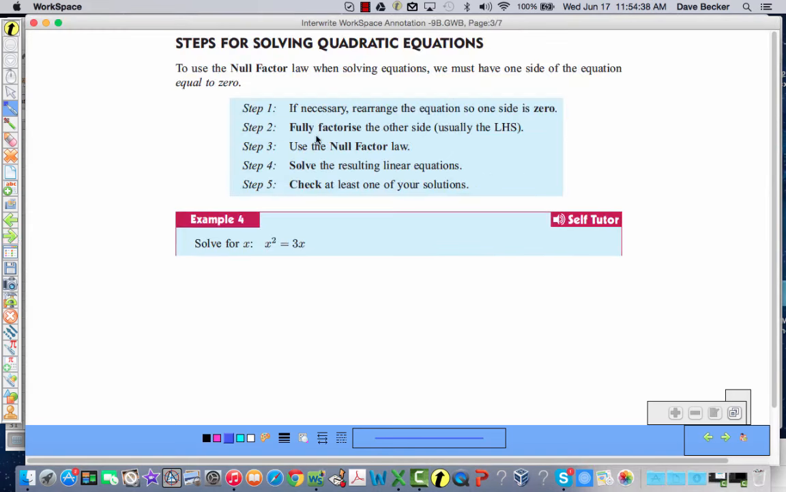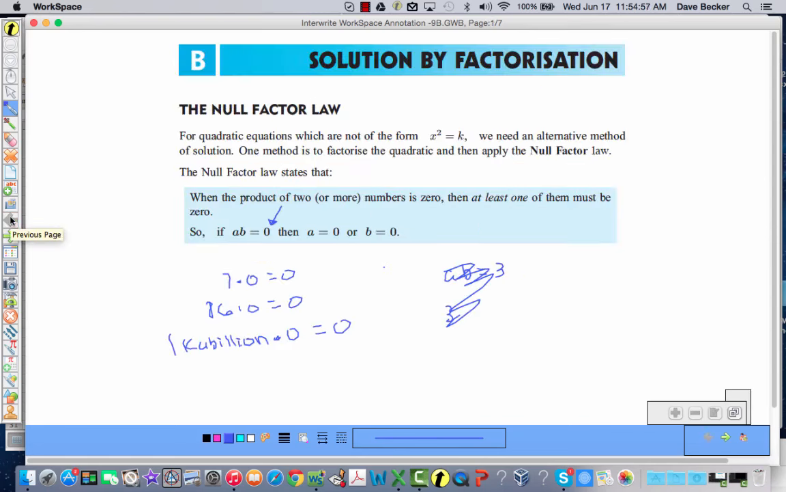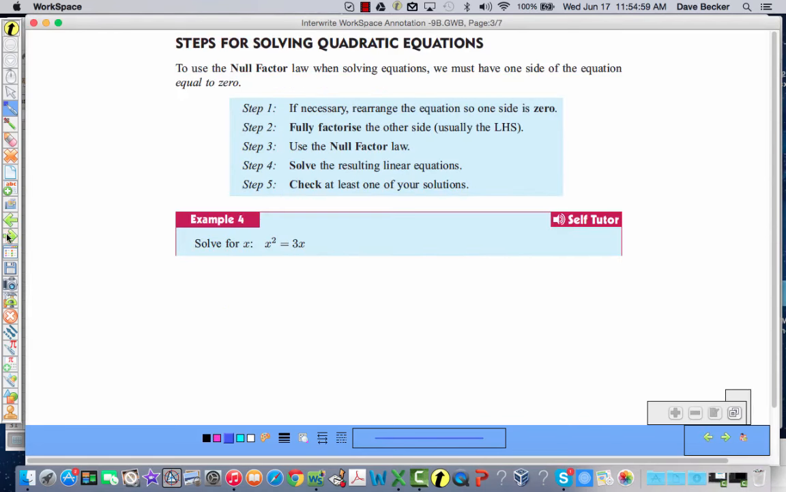All right, so here's some steps. I just listed them here. I don't like to memorize steps, because you should be able to think about this conceptually. Once you think of factoring and the null factor law. I don't know why I said theorem.